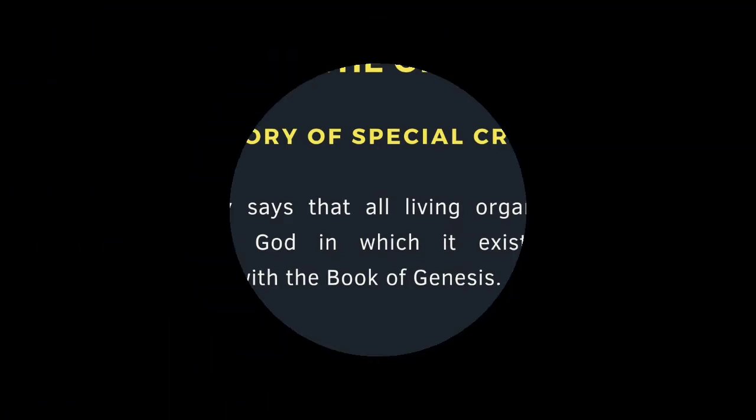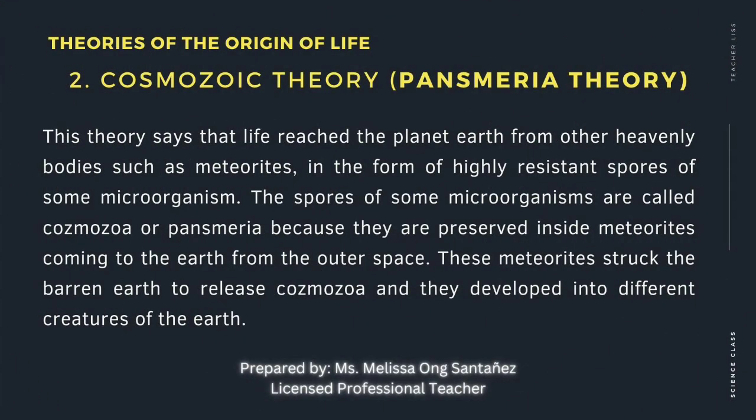While the second theory, called the cosmozoic theory or otherwise known as panspermia, says that life reached planet Earth from other heavenly bodies such as meteorites, in the form of highly resistant spores of some microorganisms. The spores of some microorganisms are called cosmozoa, or panspermia, that's where it got its name, because they are preserved inside meteorites coming to the Earth from outer space. These meteorites struck the barren Earth to release cosmozoa, and they developed into different creatures of the Earth.